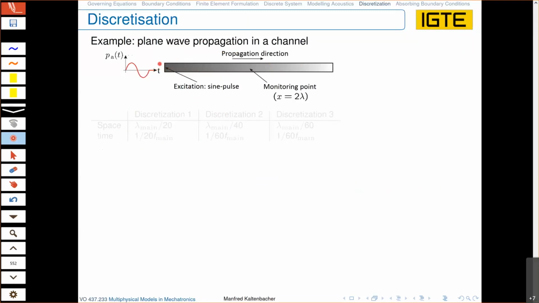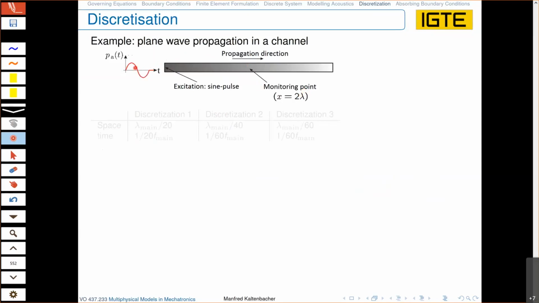You see, we will have a monitoring point in the middle of the channel, at a distance of 2 times lambda. Clearly, the question is, what is the wavelength? We define here the wavelength that we take this as the period, and then we can compute the frequency as 1 over this period.